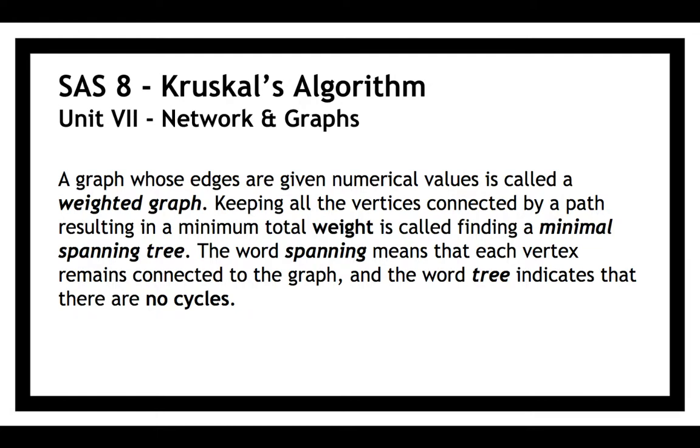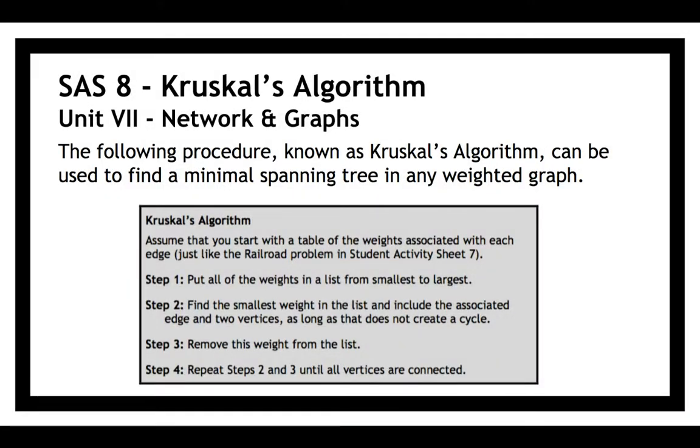So let's move on. The following procedure, known as Kruskal's algorithm, can be used to find a minimal spanning tree in any weighted graph. Okay, so this only applies to graphs that have weight values assigned to each edge. So assume you start with a table of weights associated with each edge, just like I discussed. And just like the real world problem in student activity sheet 7, step 1, put all of the weights in a list from smallest to largest.